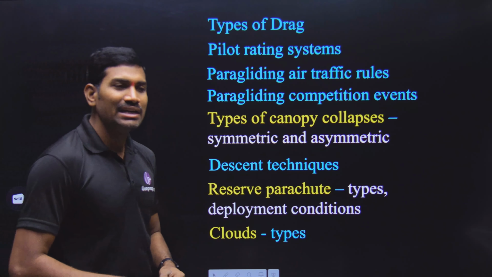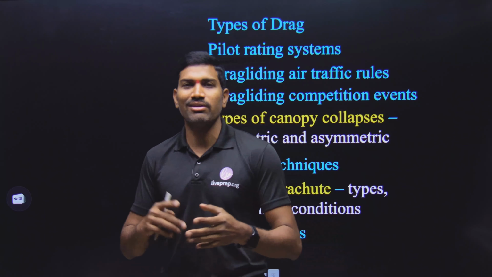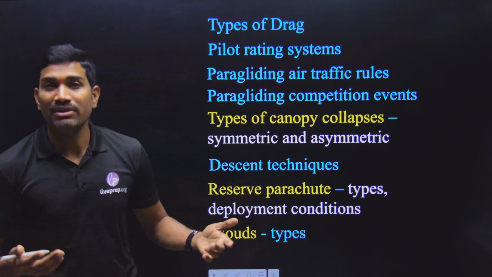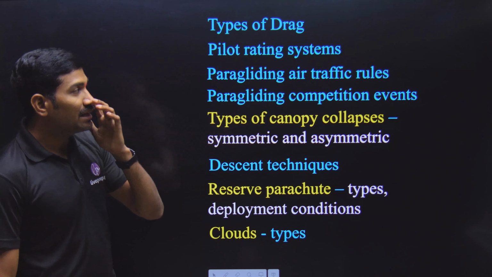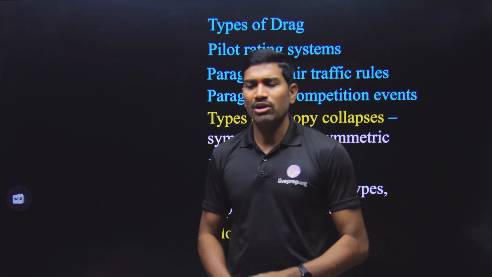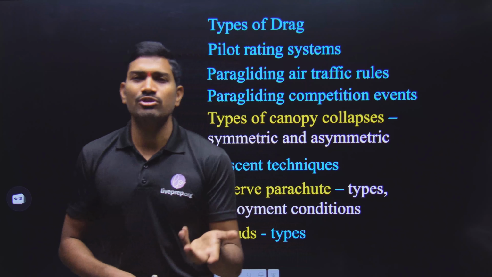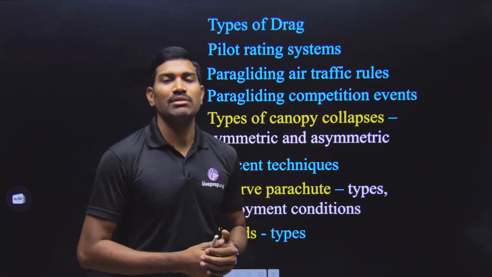And then, pilot rating systems. Who is a P1 pilot, who is a P2 pilot, P3, P4, P5, master pilot, different ratings are there, and you also need to understand that. Next one, paragliding air traffic rules. Yes, for paragliding also some air traffic rules are there. I will not tell you exact answers, but I will give you some questions so that you will start watching these videos. There are some videos available to understand this.